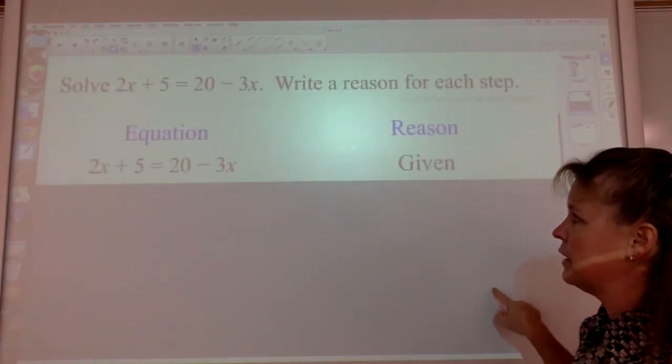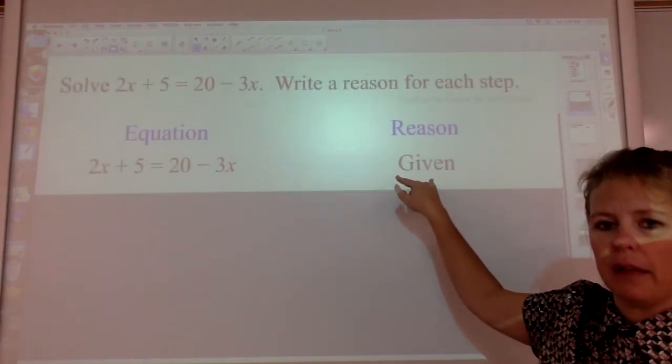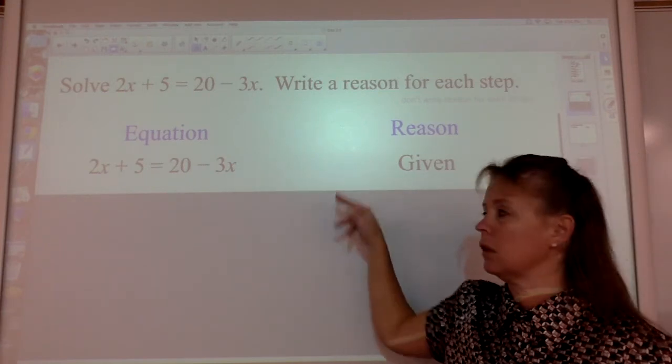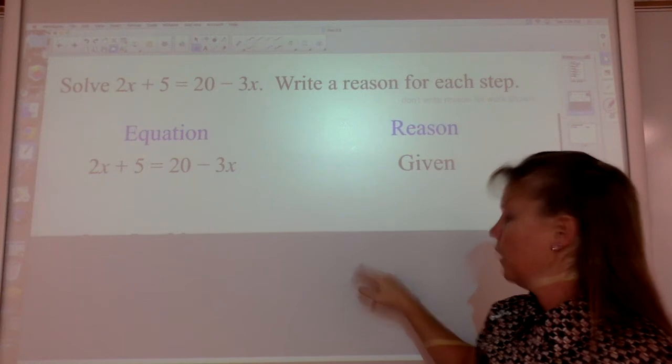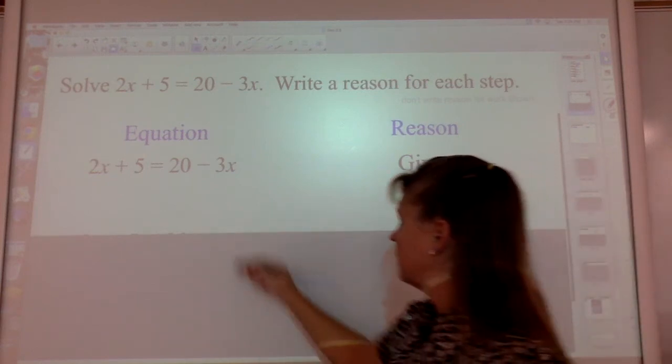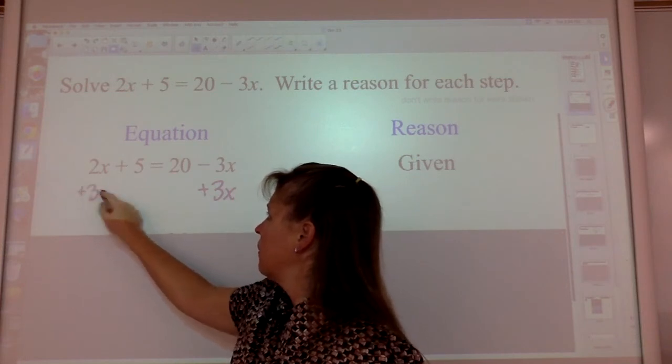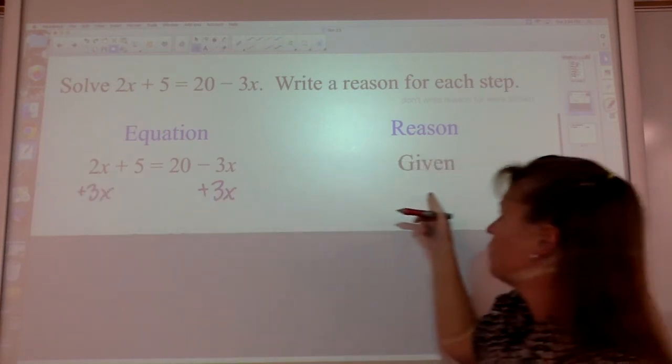For example, here's the equation. You actually have a reason for that. What's the reason for this equation? Because they gave it to us. It was given information. From there, we're going to add 3x to both sides. Add 3x. But we don't put a reason for that.